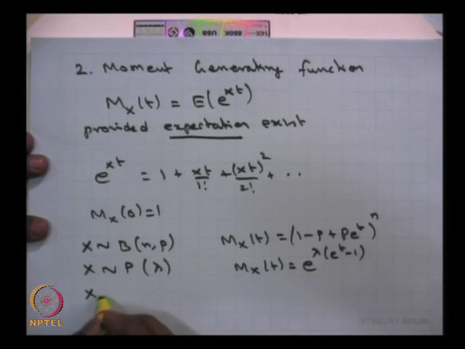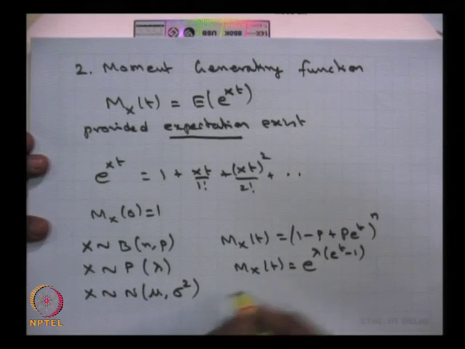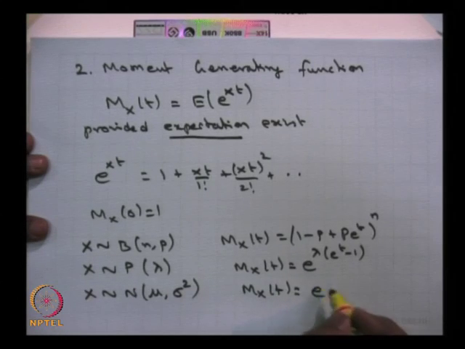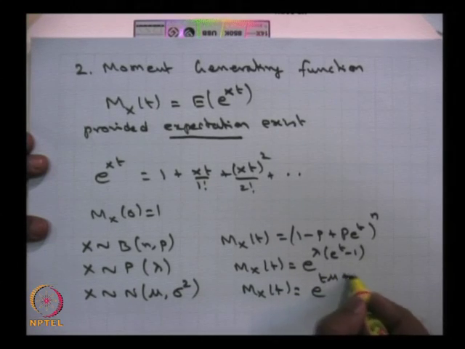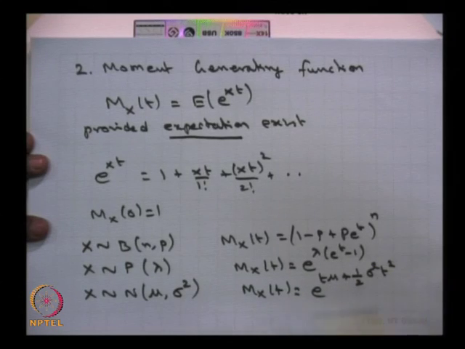And you can go for a continuous random variable also. If x is a normal distribution with the parameters mu and sigma square, then the moment generating function is going to be e power (t times mu plus sigma square t square by 2). So this is a very important moment generating function, because we are going to use the moment generating function of the normal distribution in the stochastic process part also.